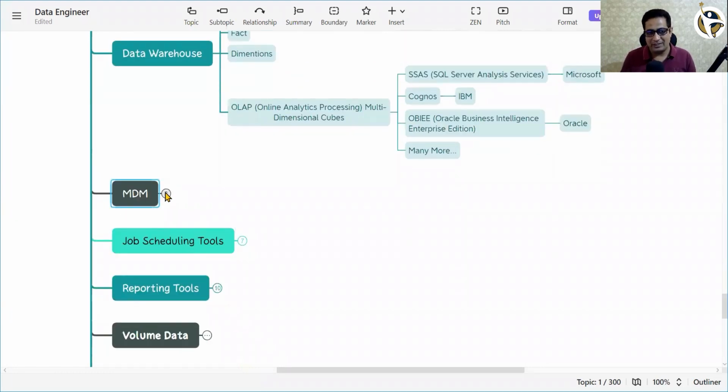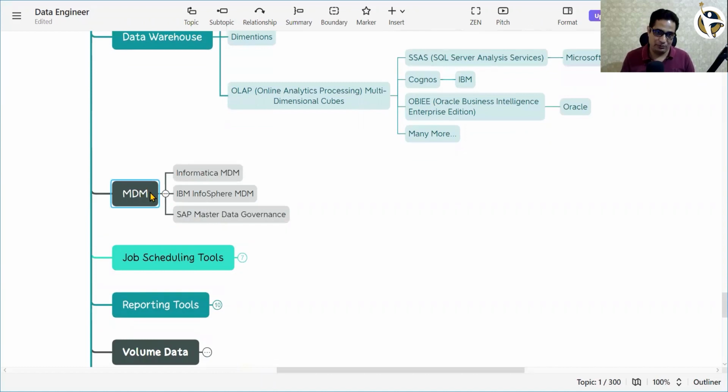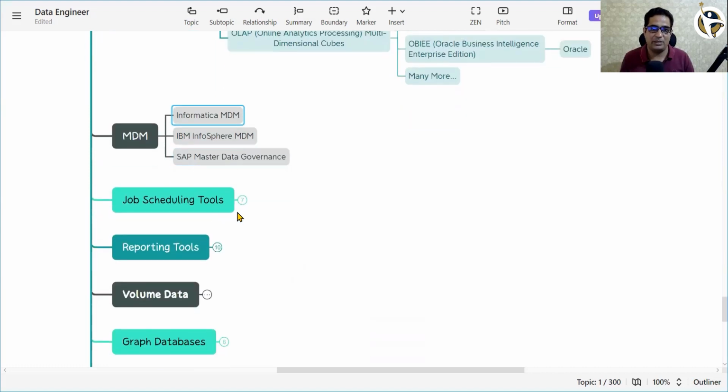Now moving to the next concept, which is master data management. Again, the same activity can be done using Informatica MDM, IBM InfoSphere MDM, and also SAP has its own tool, which is SAP Master Data Governance. There are many other tools, but I have worked in Informatica MDM, and I know it's a very good and handy tool. For the rest of the tools, as per your technology space, you can learn and get a deeper understanding of master data management.